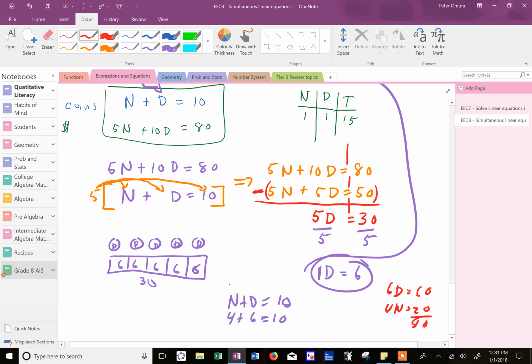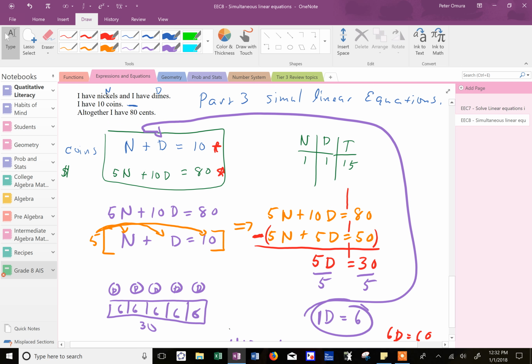And that's it. So there's two things that are really difficult here. They're not really difficult, but they're challenging. First is writing down the equations, and altogether I have 80 cents, so I had to realize I was talking about money. Here I was talking about the number of coins. And then trying to figure out how to get rid of one variable.